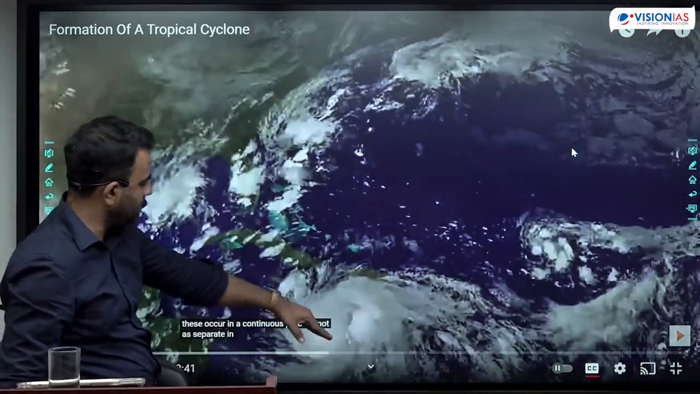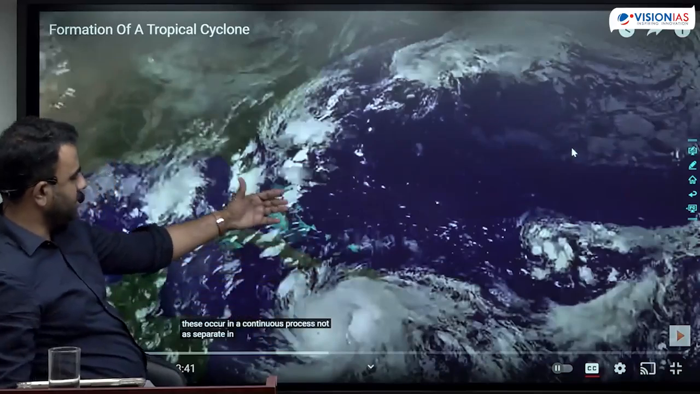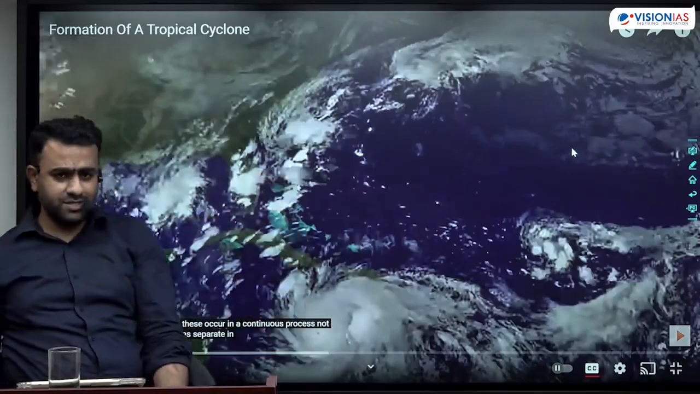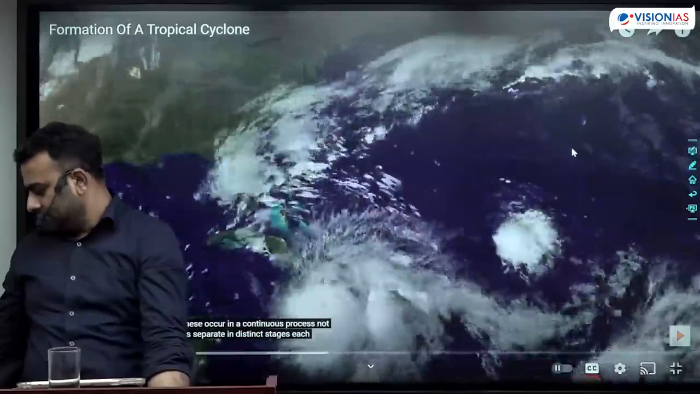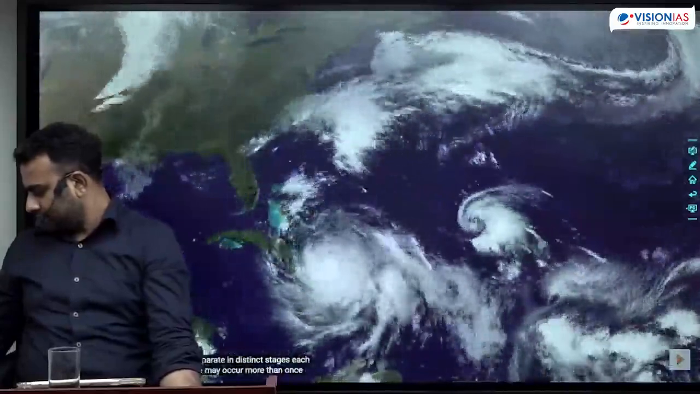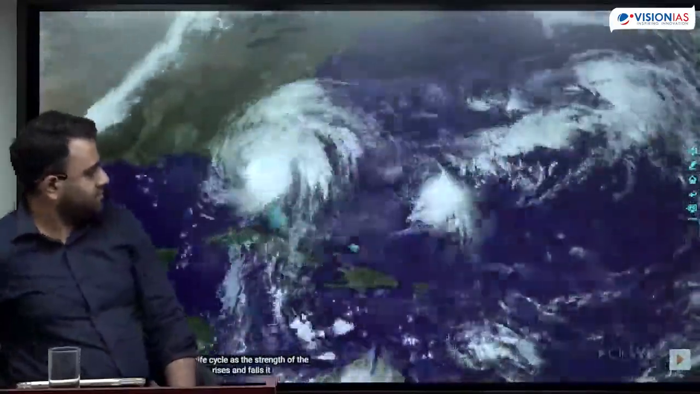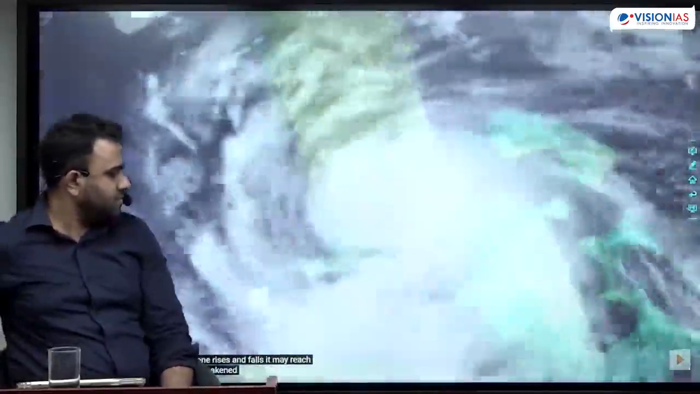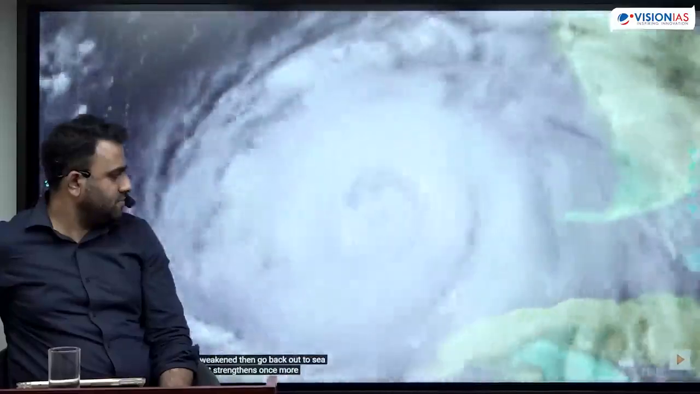Okay, you can see it is originating from here. Almost it is strengthened. You can see already it is there. And as it moves, it intensifies. A cyclone never remains stationary. It continuously keeps moving, in distinct stages. Each stage may occur more than once during the life cycle as the strength of the cyclone rises and falls. It may reach land, weaken, then go back out to sea where it strengthens once more.